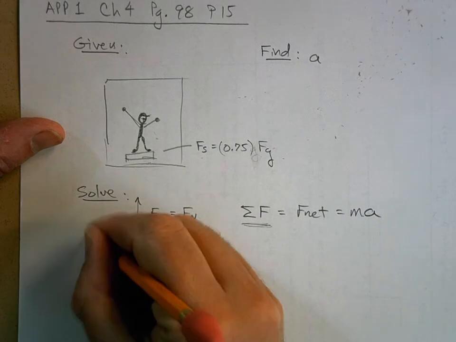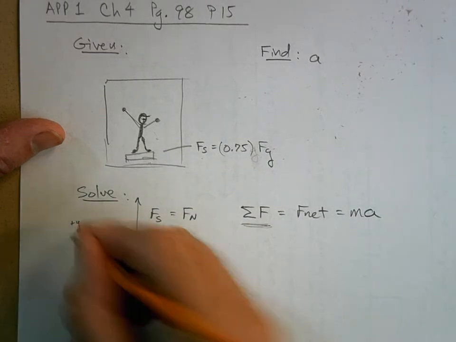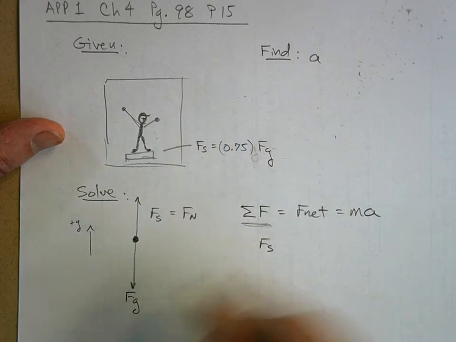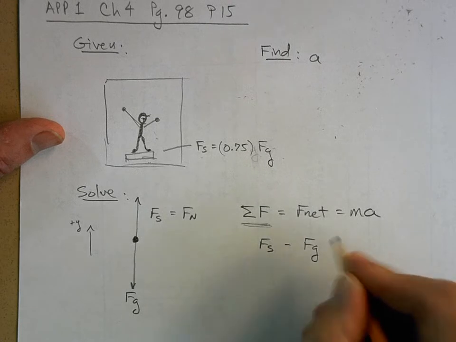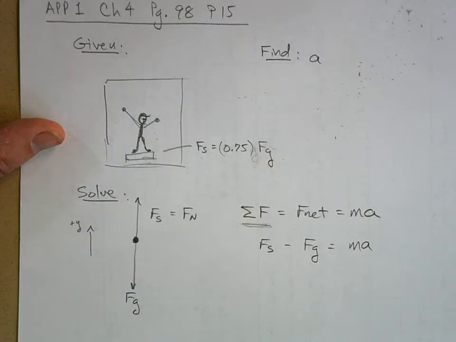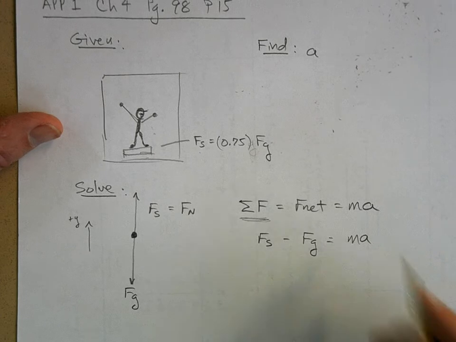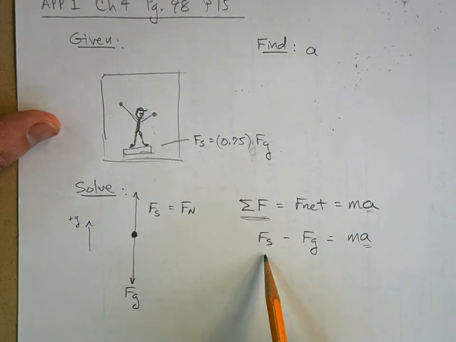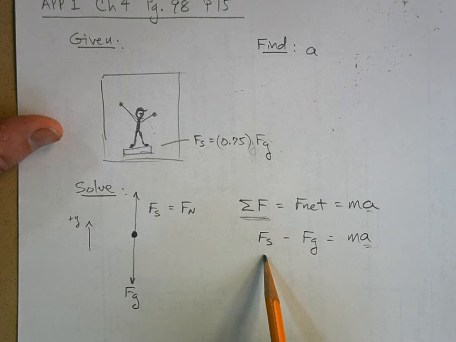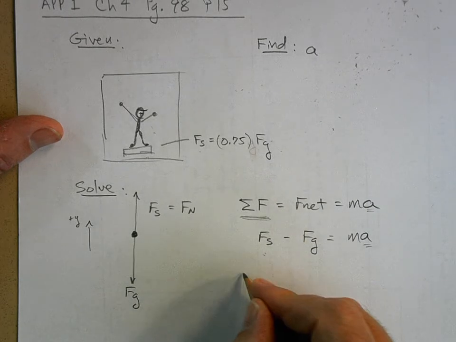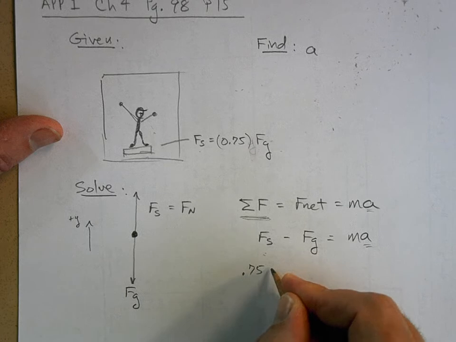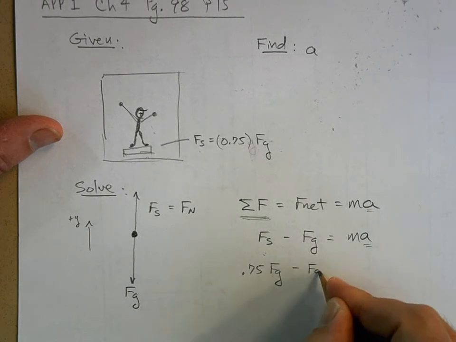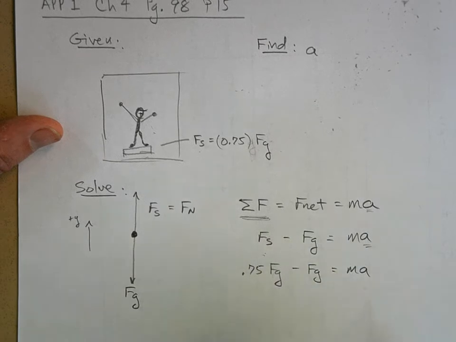Well, I'm going to say that up is positive. This is positive y. So I'm going to add these forces. This is the force that's on the scale minus the force of gravity equals ma. Okay. Now this is good because this has acceleration in it. That's what I'm trying to find. Then I'm going to look at the force on the scale. The force on the scale is given to be 0.75 times the force of gravity minus the force of gravity equals ma.